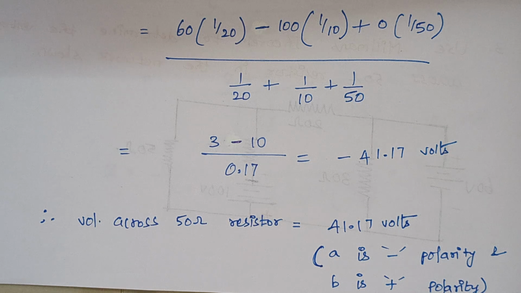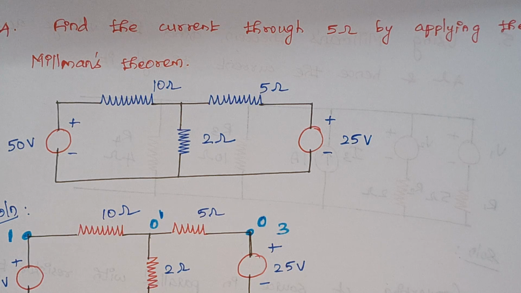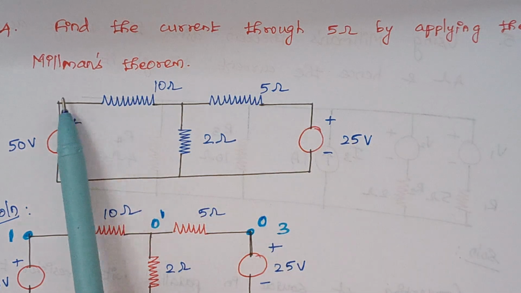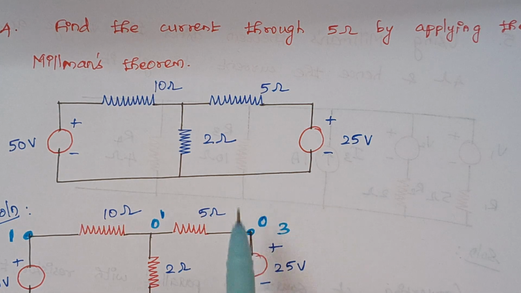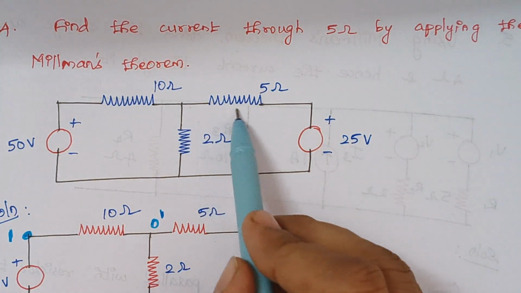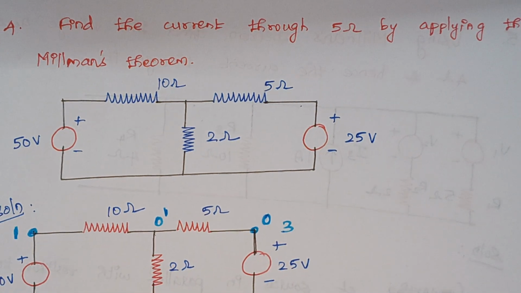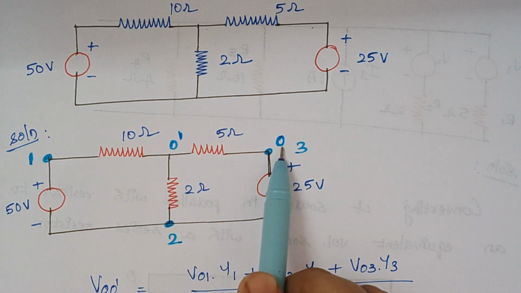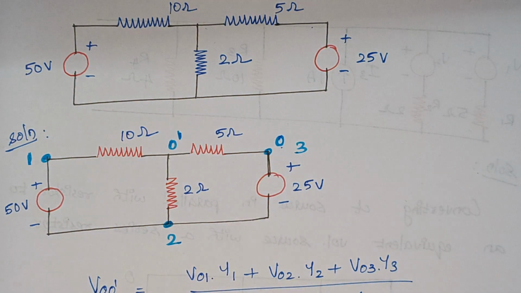Now we will proceed with the next problem. The problem is: find the current through the 5 ohm by applying Millman's theorem. So this is our given circuit diagram. We need to calculate the current that flows through this 5 ohm. The first thing is we are going to mark the terminals. Here the terminals are marked as O dash and O. We need to calculate the current that flows through this 5 ohm.